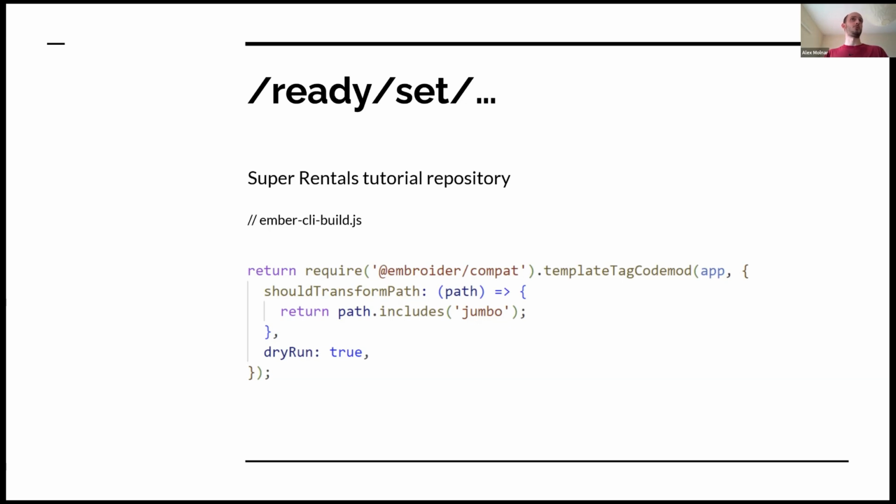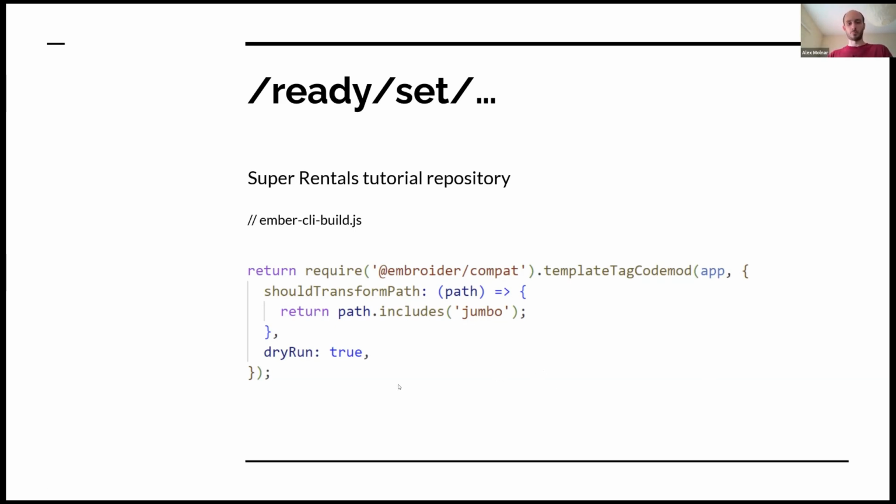Here you see some examples of me trying this out on the SuperRentals repository. The only thing I've done to the whole project is add Embroider compat and the rest of the Embroider packages that are required, and change Ember CLI build to call the template type code mod function. In here, I've asked it to only include the Jumbo component or any component that contains Jumbo in it.